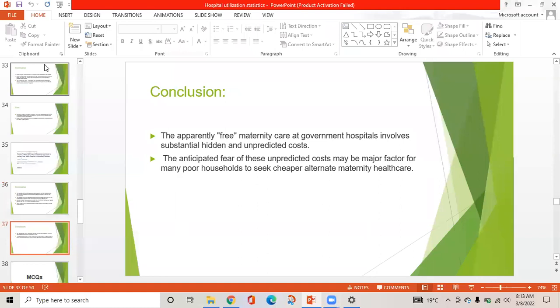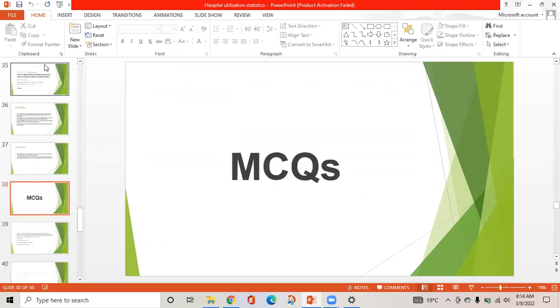The apparently free maternity care at a government hospital involves substantial hidden and unpredicted costs. The anticipated fear of these unpredicted costs may be a major factor for many poor households to seek cheaper alternate maternity health care. Now coming towards the MCQs.